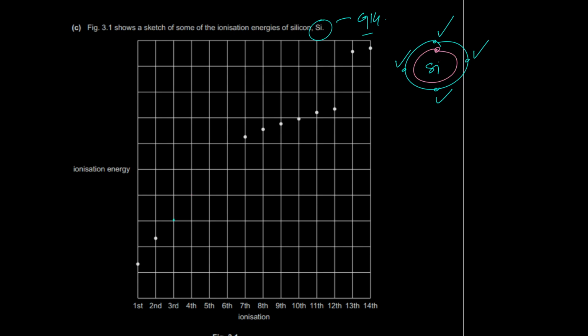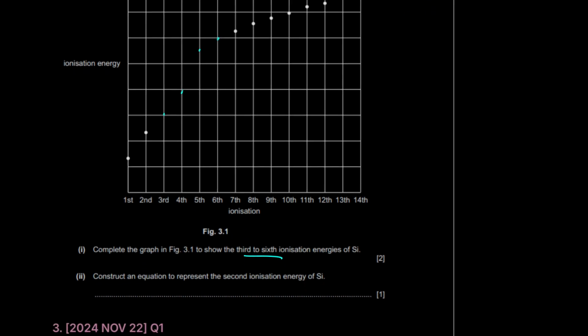Let's just make it a little better. That's between the fourth and the fifth. I'm going to show a visible increase. That's it. So generally the ionization energy increases, but there's a big jump because the fifth electron is being removed from a shell closer to the nucleus. That's it, literally. And you could even draw lines if you want, but it doesn't really make a difference.